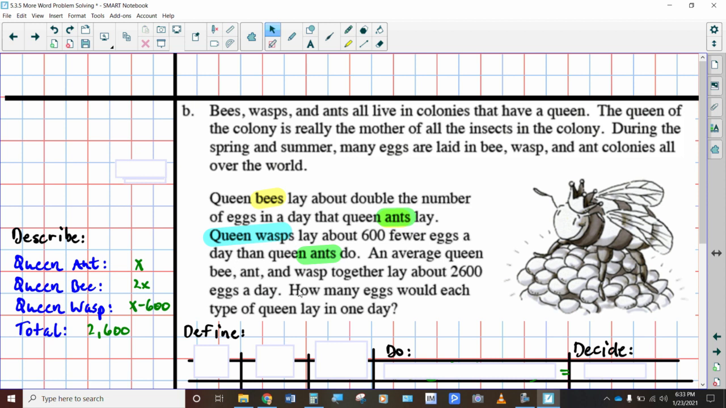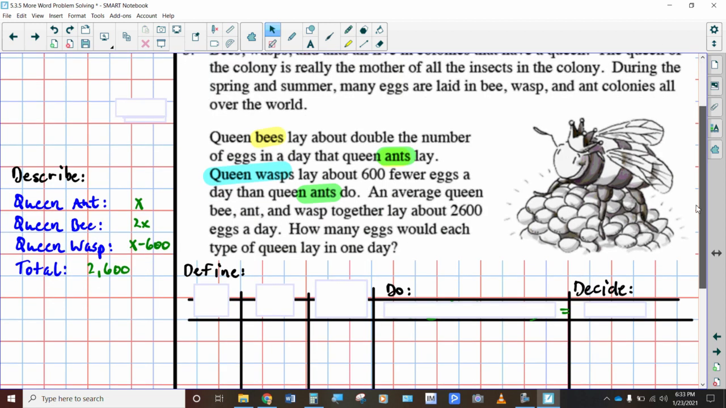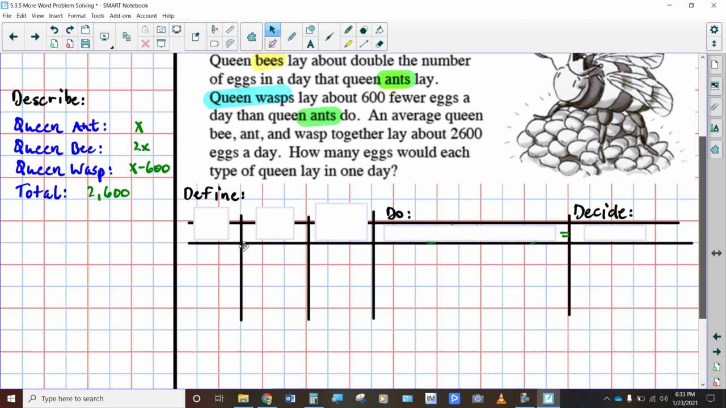All right, so what do we have to do? Which insect, how many eggs would each queen lay? So we are going to declare for all 3 insects: the queen ant, the queen bee, and the queen wasp. So let's set up our table. We're starting with the ant, then we're going to move on to the bee, then go to the wasp, and when we add all of those together, we should get 2,600.